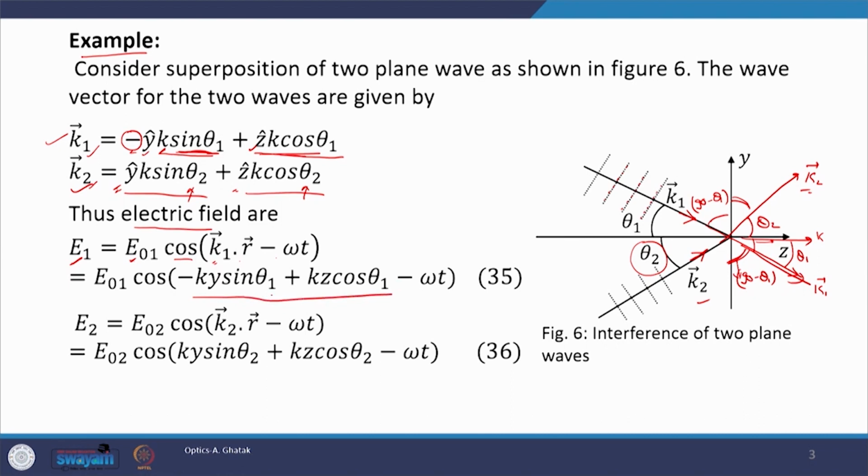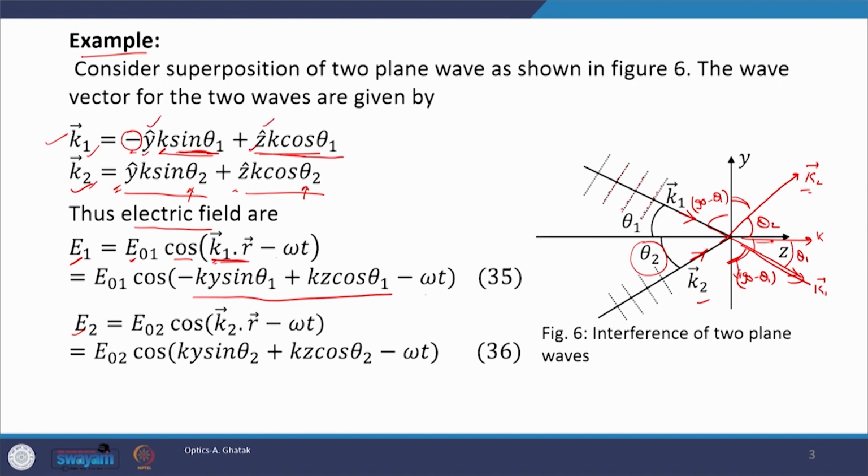Okay, this is the first expression. Now, similarly, we can write the expression for E2, and E2 is E02 cos(k2 · r − ωt) here. And now you see that once you take the dot product of k1 with vector r, then the unit vectors are gone here, which is obvious.